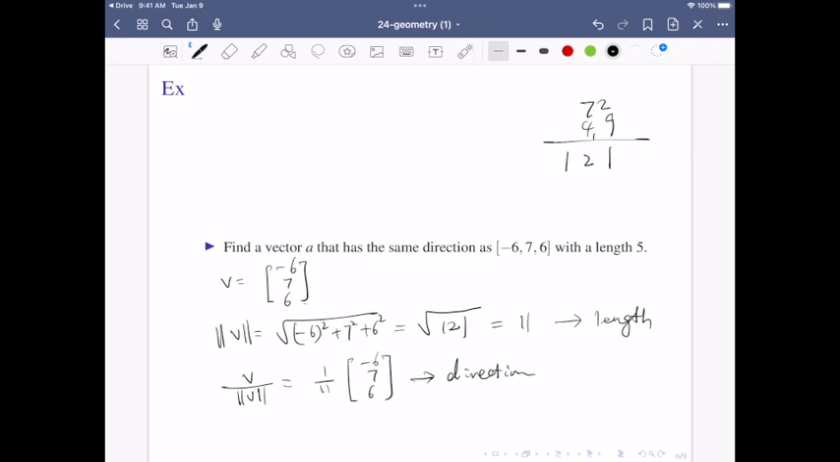Then the question asks for the same direction with length 5. Then what you do is just multiply by 5. So if you want u to be the vector with length 5, then it is 5 times the direction, the unit vector, which is 5 over 11 times negative 6, 7, 6.